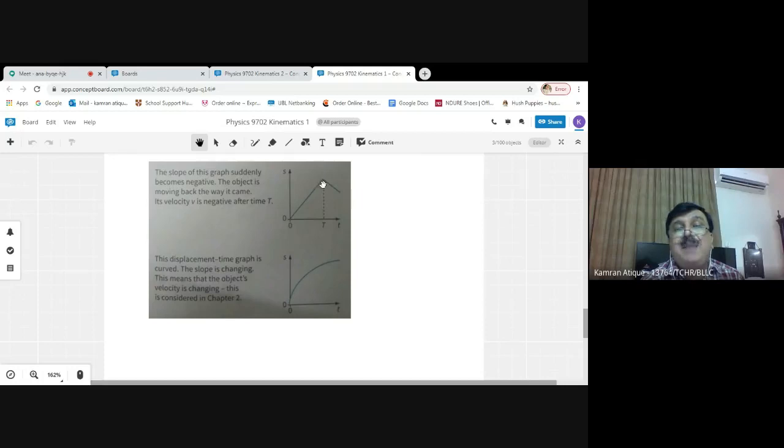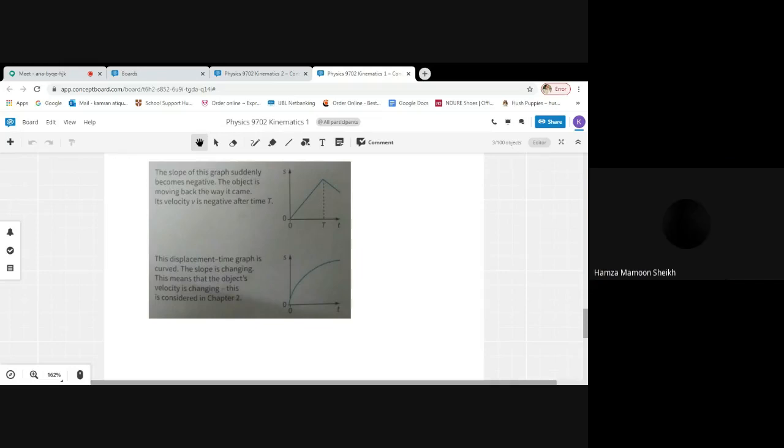But what has happened at that point? The straight line which is being plotted next is falling down, next from capital T seconds. What can you guess, Hamza? What has actually happened? It moves backwards towards the origin, and then comes to a stop.